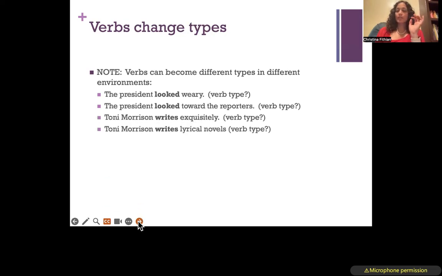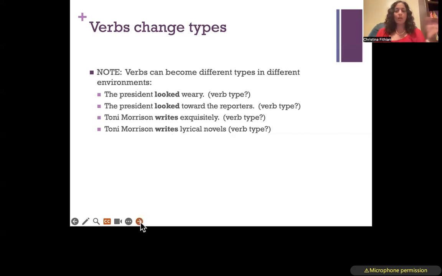Now, in this case, writes is taking a different verb form. Toni Morrison writes lyrical novels. Here we have lyrical novels, which looks like a noun, and that means that writes is going to be a VT if it takes a noun phrase direct object immediately afterward. It would be inappropriate to just say Toni Morrison writes and leave it at that, because we're expecting something, and that's exactly what we got with lyrical novels. So it has to be a VT in this context.